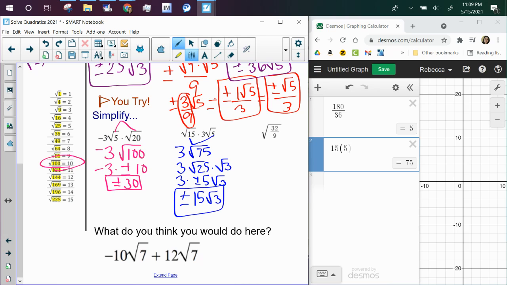Okay, and then the last one, again, I could just simplify it into 2 square roots. So what color haven't I used? Green. Okay, so I've got square root of 32 over square root of 9. Square root of 9 is positive or negative 3. Square root of 32 I can write as square root of 16 times square root of 2. Square root of 16 gives me positive or negative 4. Square root of 2 over 3.